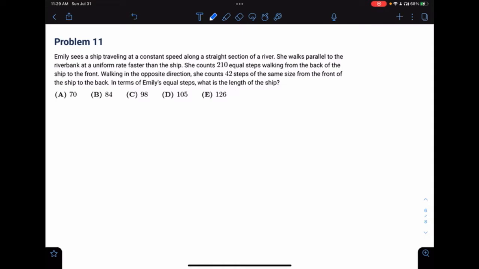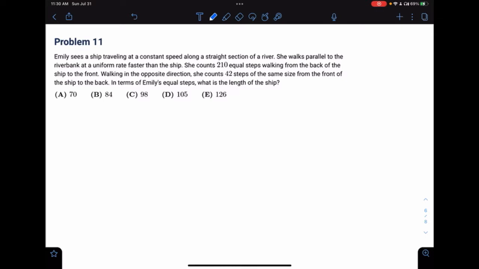Problem 11. Emily sees a ship traveling at a constant speed along a straight section of a river. She walks parallel to the riverbank at a uniform rate faster than that of the ship. She counts 210 equal steps going from the back of the ship to the front. Walking in the opposite direction, she counts 42 steps of the same size from the front of the ship to the back. In terms of Emily's equal steps, what is the length of the ship?